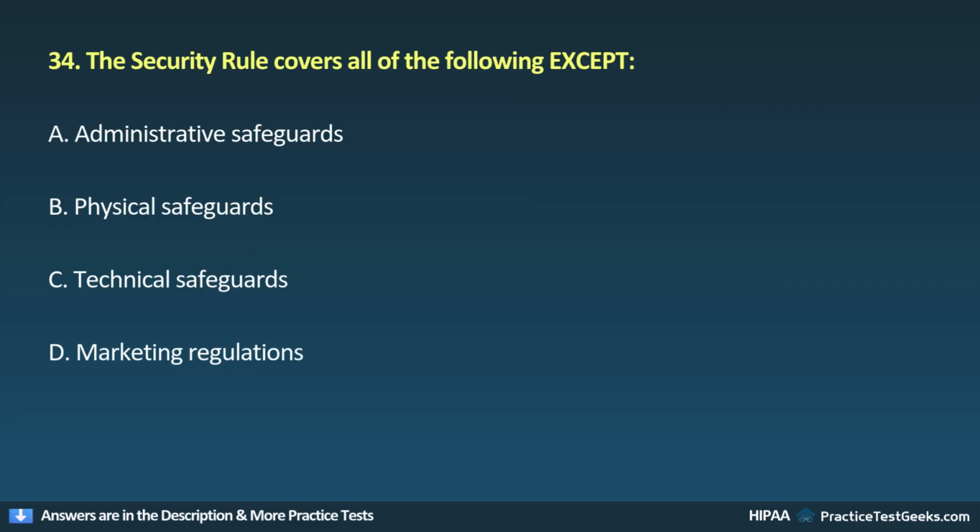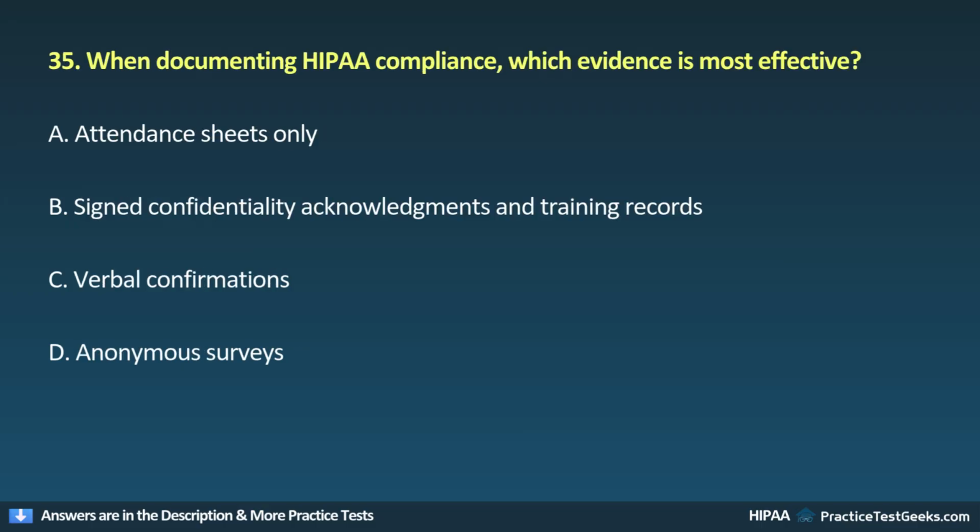34. The security rule covers all of the following, except A. Administrative safeguards. B. Physical safeguards. C. Technical safeguards. D. Marketing regulations. 35. When documenting HIPAA compliance, which evidence is most effective? A. Attendance sheets only. B. Signed confidentiality acknowledgments and training records. C. Verbal confirmations. D. Anonymous surveys.